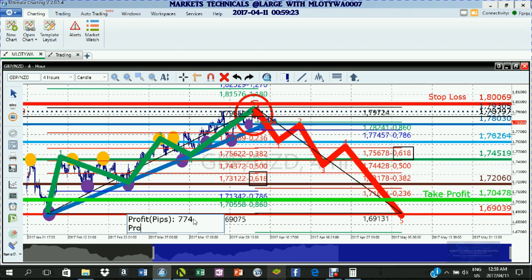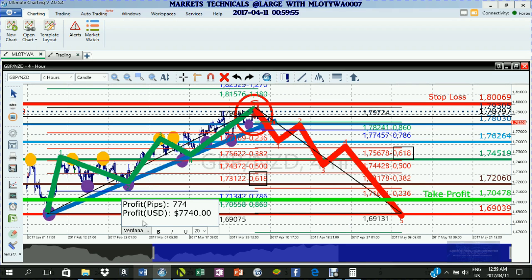Okay, profit in US dollars. Profit in USD, guys. This is multiply that by 10. Just add the zero there. That is 7,740 dollars, guys. So $7,740.